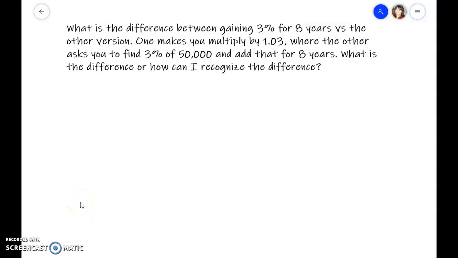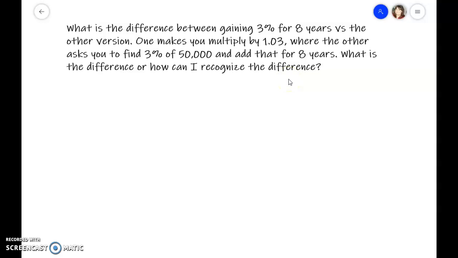To answer this question, what is the difference between gaining 3% for 8 years versus the other version? Sometimes it says gain 3%, a price increase each year, or sometimes it says take 3% of the original and add that for 8 years. So what's the difference, or how can I recognize the difference?